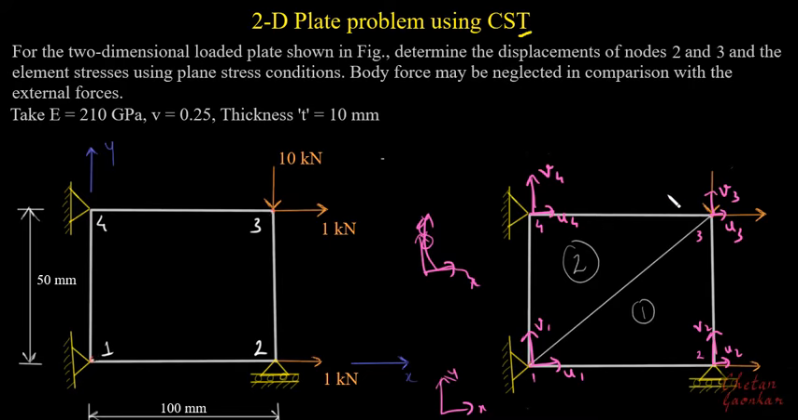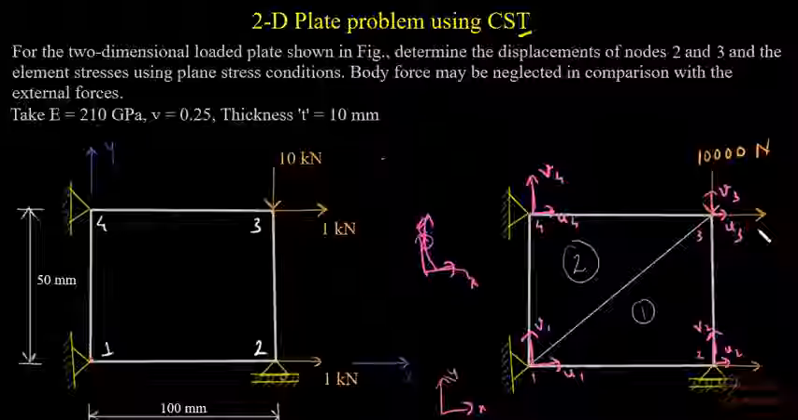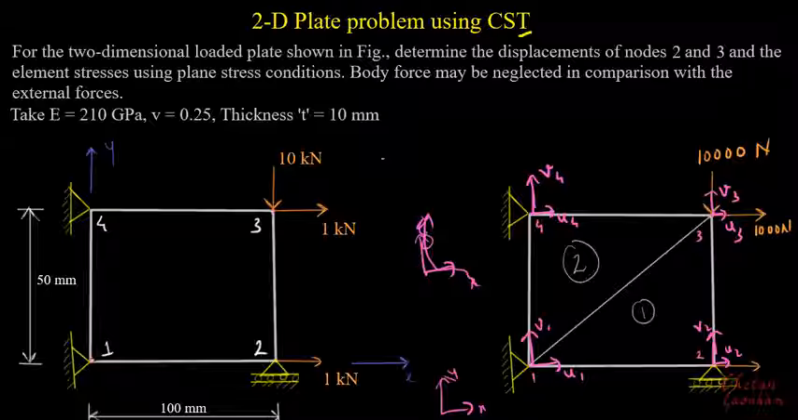Now similarly, the way we have marked the nodal displacement, we need to also mark the nodal forces. And at this node 3, there is one force which is given as 10 kilonewton. So in terms of Newton, it will be 10,000 Newton. Similarly, this 1 kilonewton will be 1000 Newton, and this will be again 1000 Newton. So this is how a discretized body will look like after discretizing it into two elements, marking all the nodes, and then writing the nodal displacements and the nodal forces at each node.